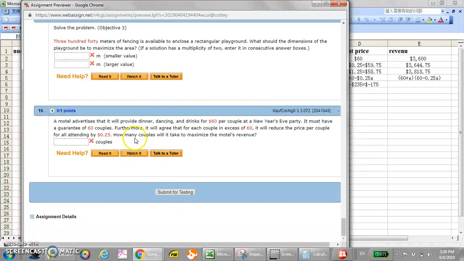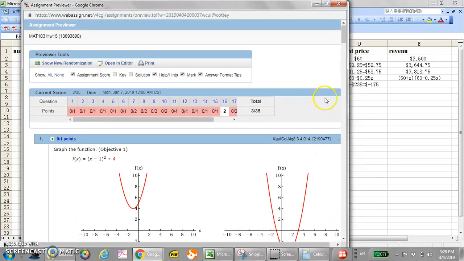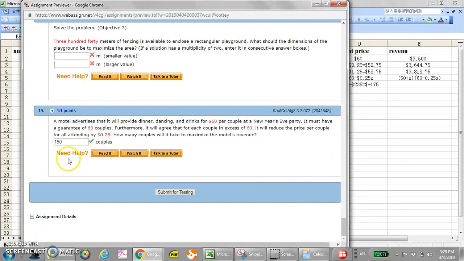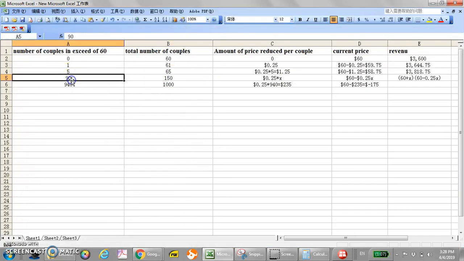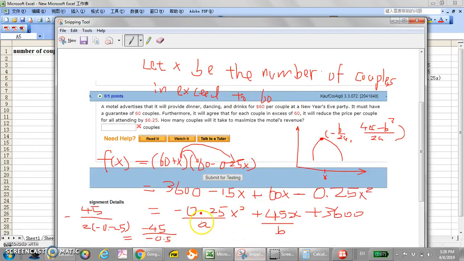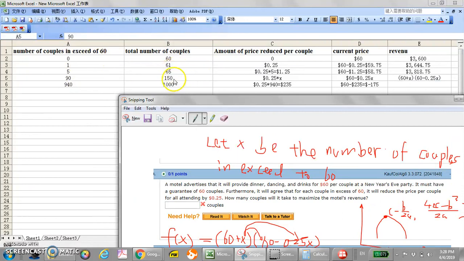Because in the end, we're asked how many couples it will take to maximize the motel's revenue. So if there are 150 couples, the revenue will be maximized. Okay. So 150 comes from the 90, which is the solution of negative b over 2a, plus the 60.